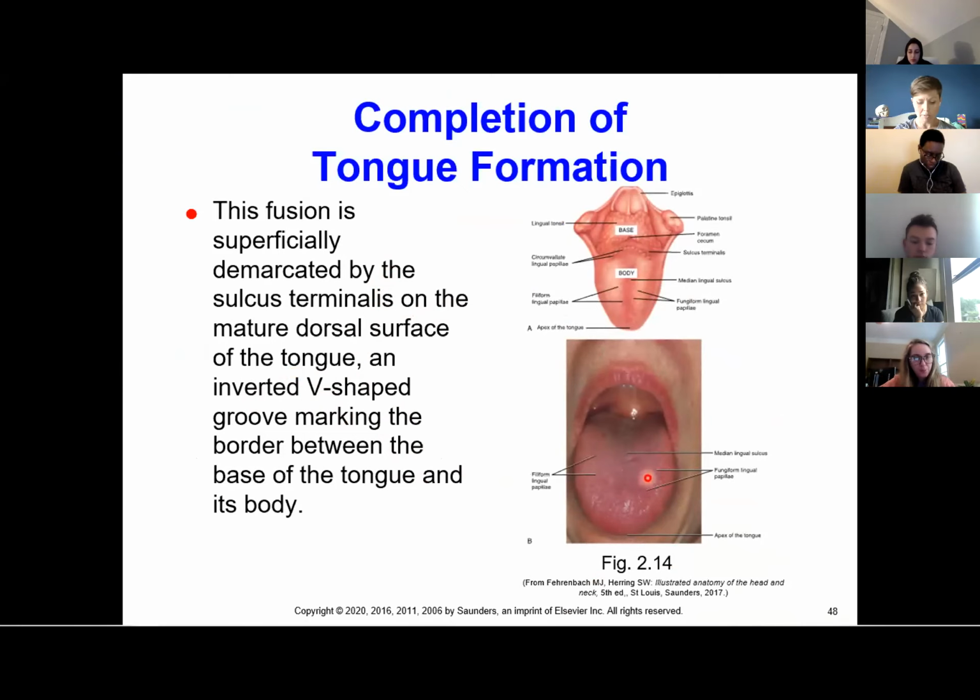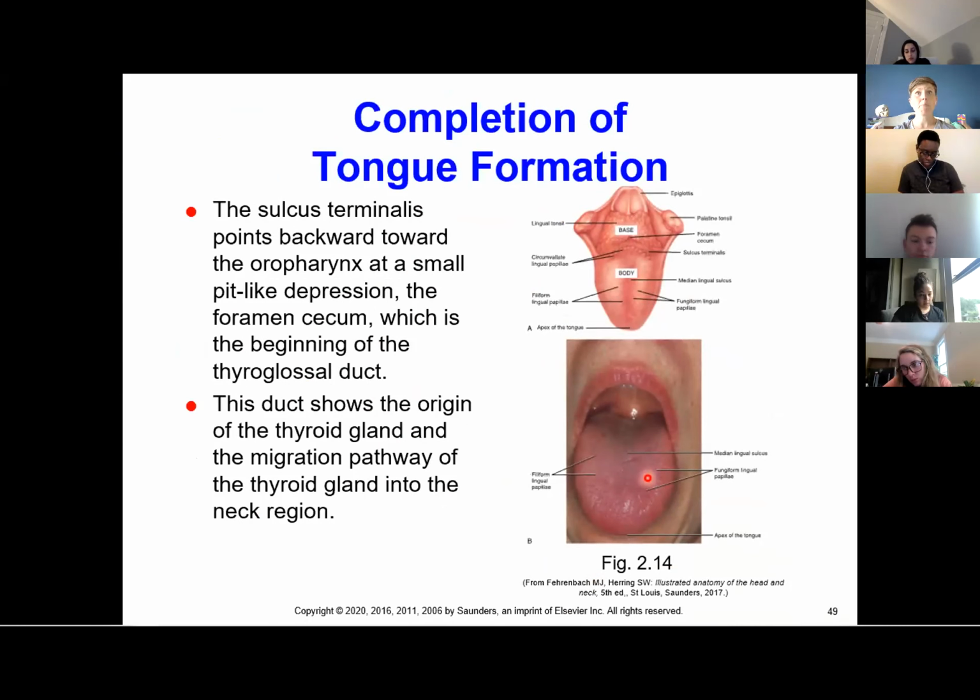So basically I said all of that. It is in your book, right there on page 51 in the right column, completion of the fusion superficially. And then the sulcus terminalis points backwards towards the oropharynx. And like I said, this is the sulcus terminalis. At a small pit-like depression, which is called the foramen cecum, which again, we really can't see unless we take the entire tongue out of the mouth, which doesn't happen, which is the base of the thyroglossal duct. This duct shows the origin of the thyroid gland and the migration pathway of the thyroid gland into the neck.